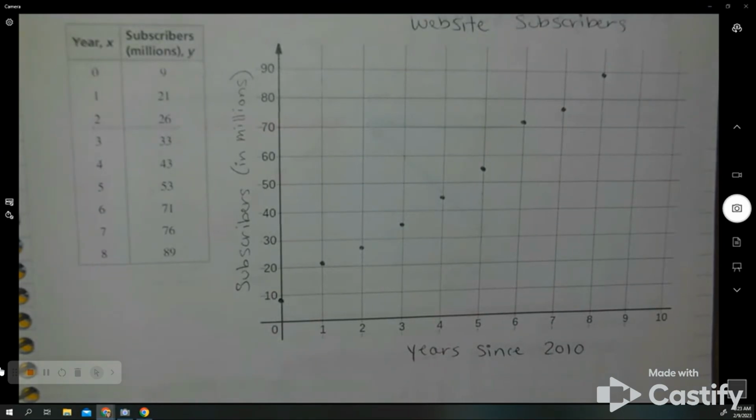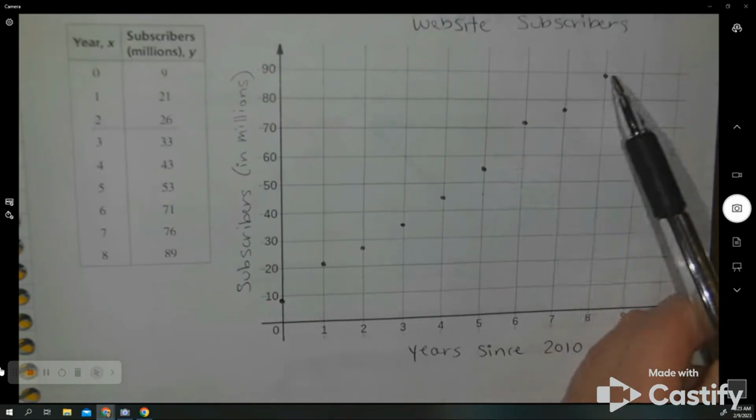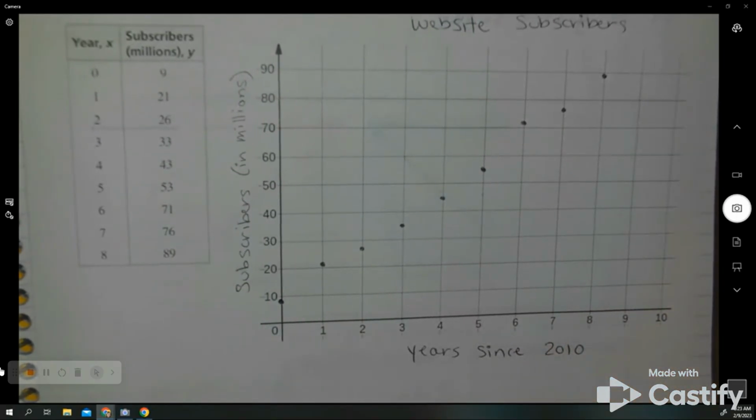There we go. So if we're looking at our data, is it a perfect line? No. But is it in a line pattern? It is. So we would say that this has a linear correlation. And as we read left to right, it does look like it's going in an upwards direction. So a positive linear correlation.